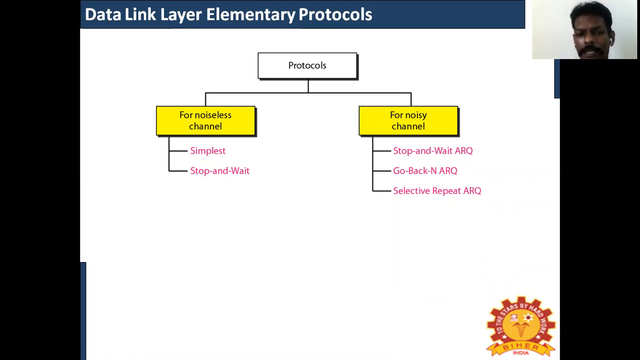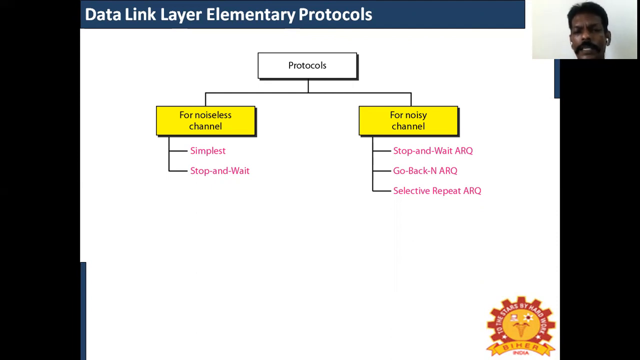DNS, Telnet, DHCP, and SMTP are the different protocols we studied. And in the case of the data link layer, we are going to see about different types of protocol. The protocols are subdivided into noiseless channel and noisy channel. In the case of a noiseless channel, we have 2 different types. One is the simplest and another one is the stop and wait protocol.